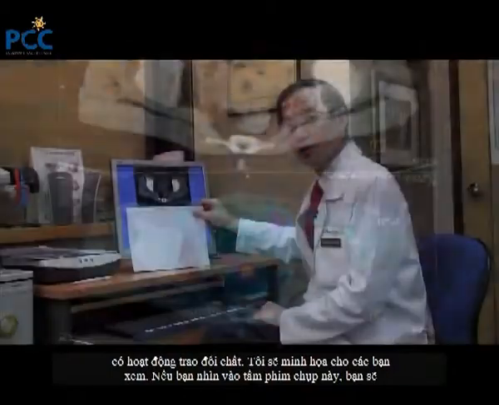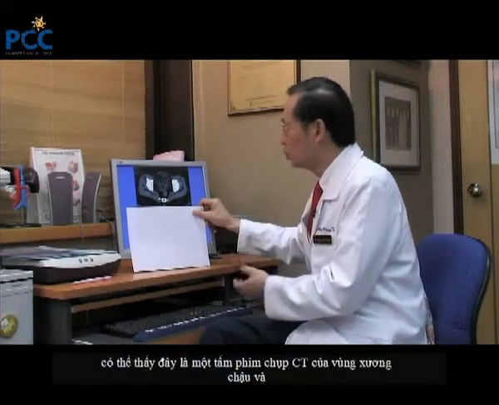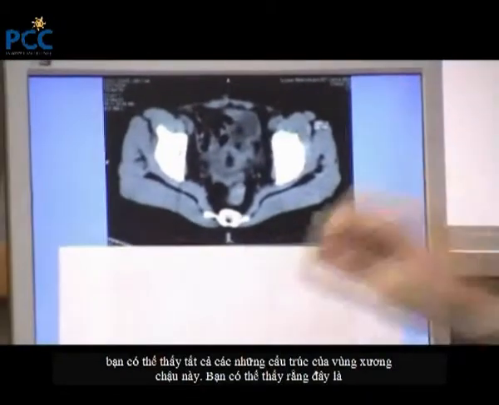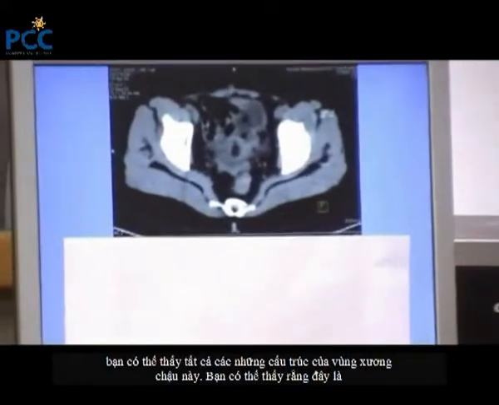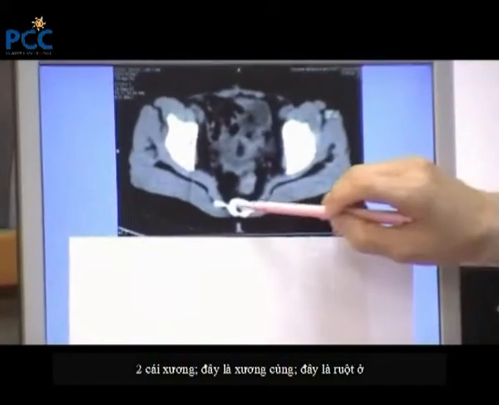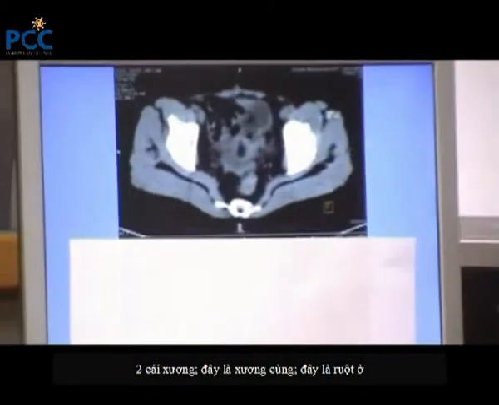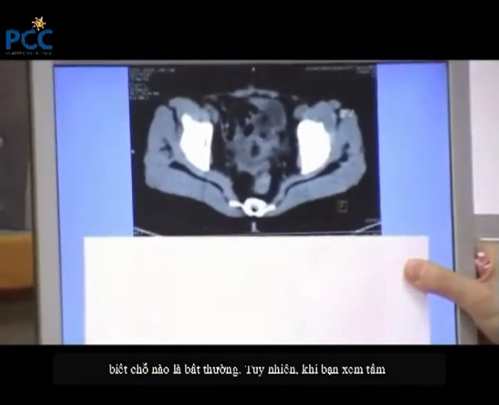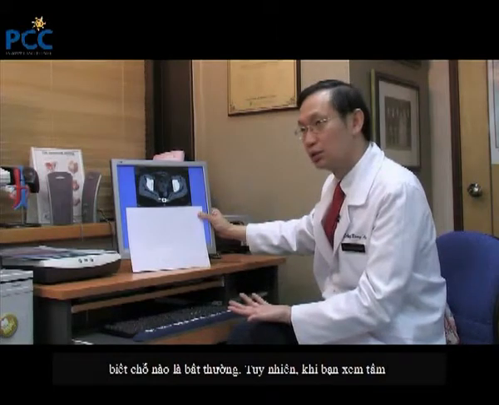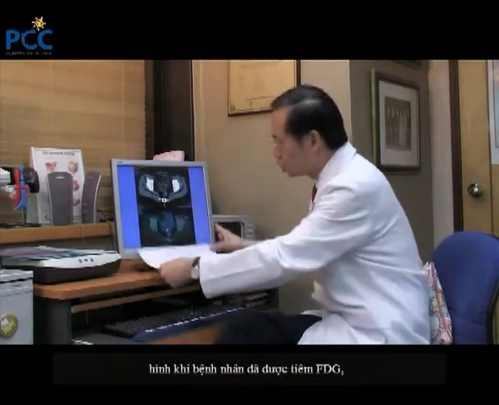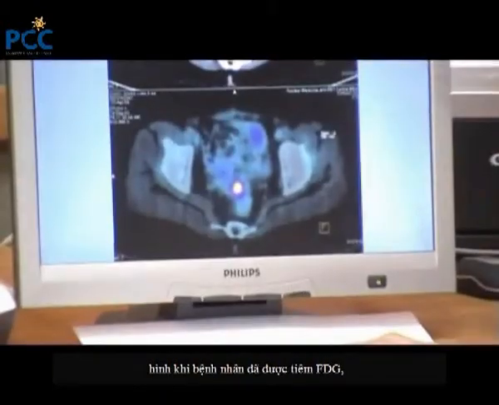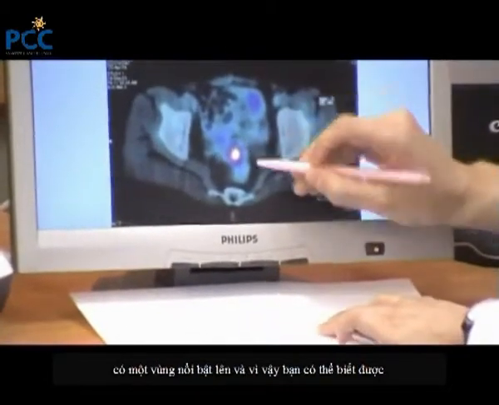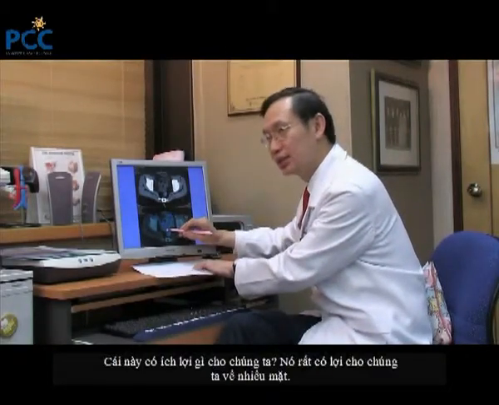Let me illustrate. If you look at this image, you will be able to see this is a CT scan of the pelvis. And in this CT scan, you can see all your structures. Okay? You can see these are the two bones, this is the sacrum, these are the intestines inside. You can look at this CT scan and there's no way in which you can tell what the abnormality is. However, when you show the image whereby the FDG has been injected, there's an area of increased uptake and you will be able to know where the cancer is.